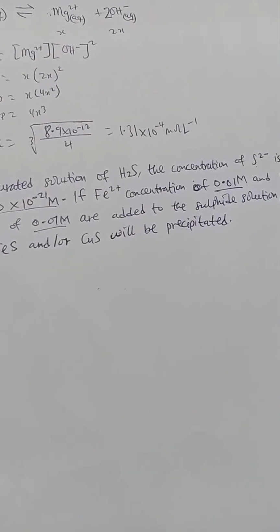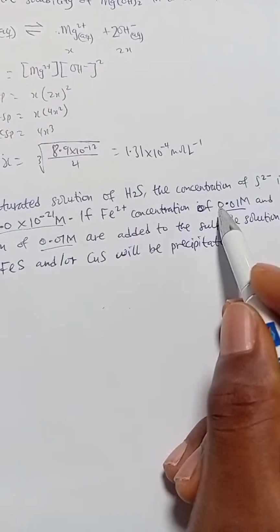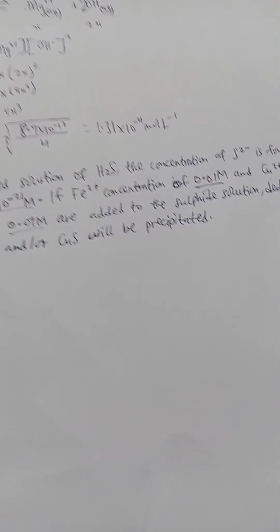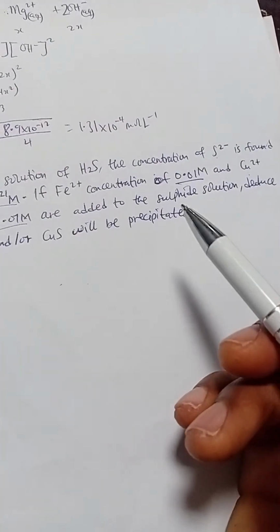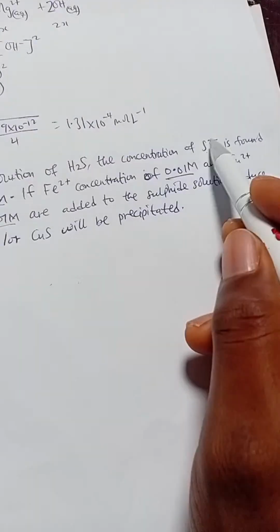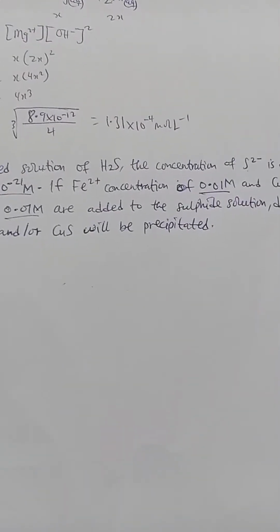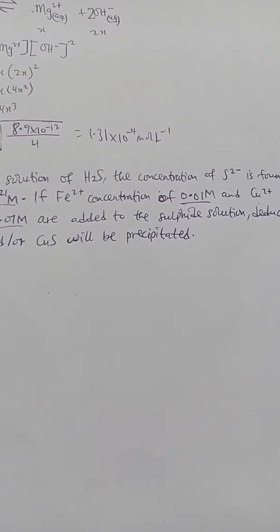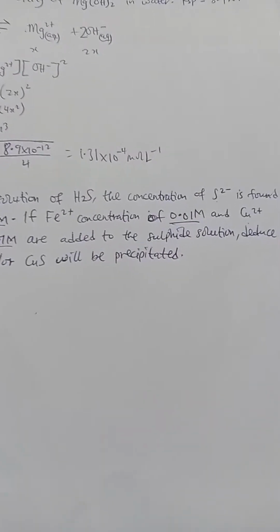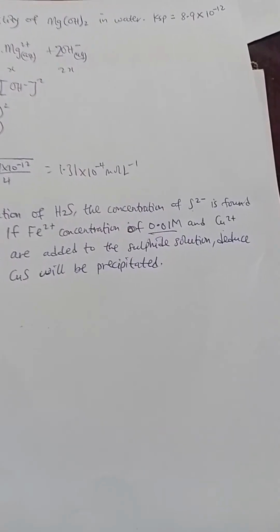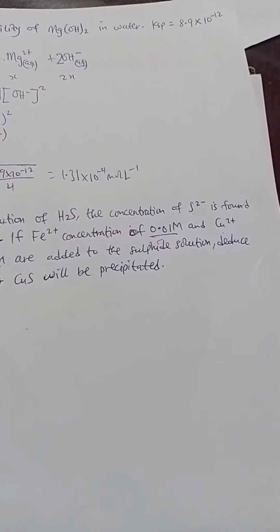Or precipitation reaction. So let's check. Since we are given the concentrations of these ions, we have to find the ionic product. First of all, are we given the KSP? Okay, we're given the concentration of the sulfide ion to be this. So now we need the KSP of H2S so that when we find the ionic product, we can compare it to the KSP.